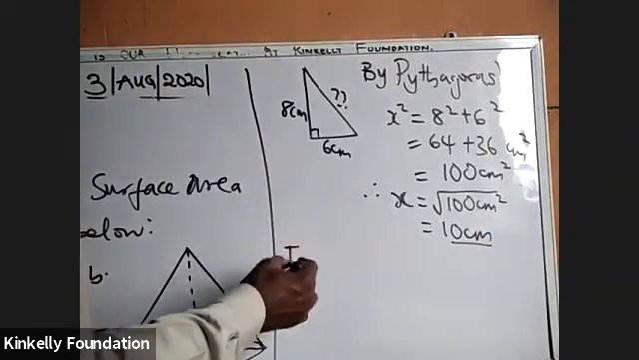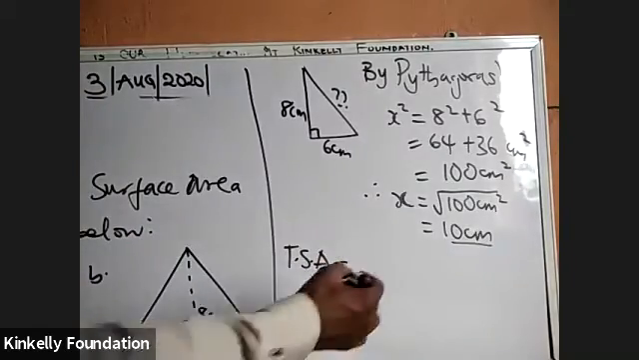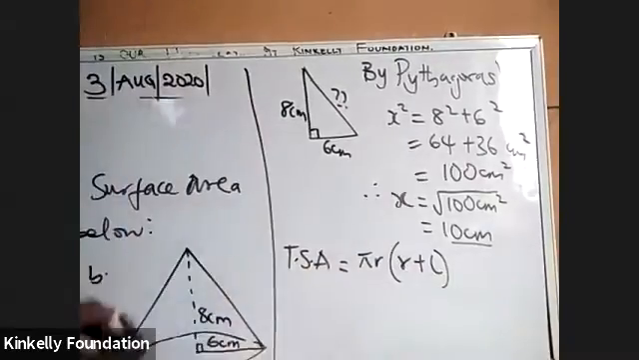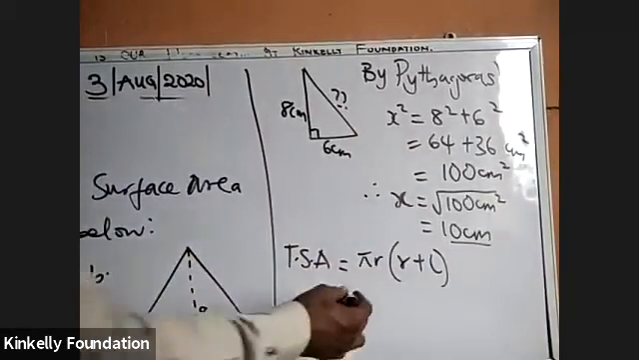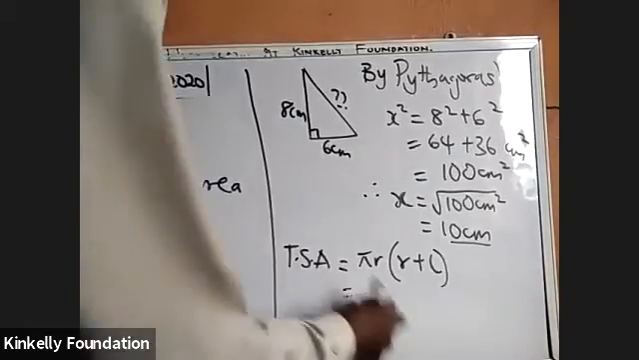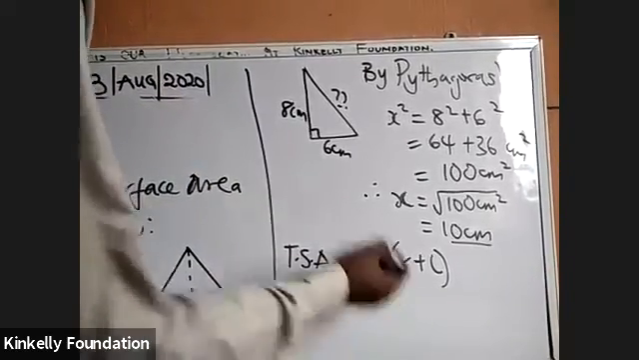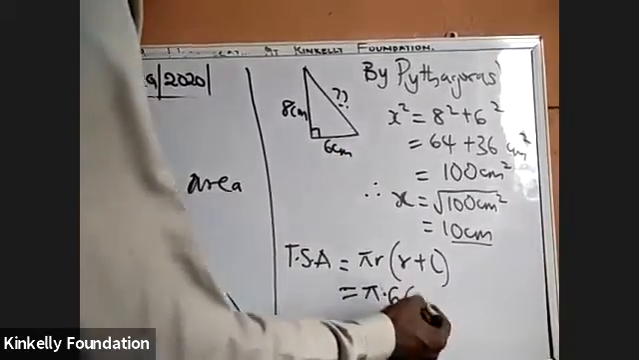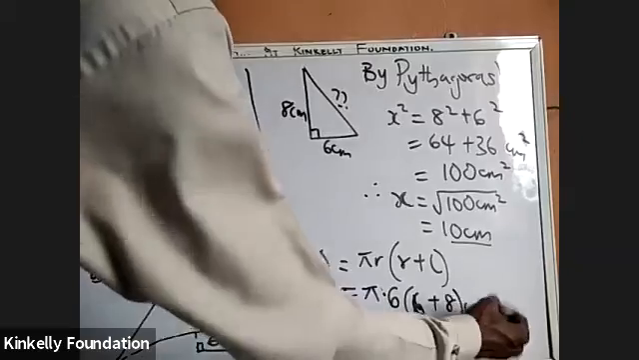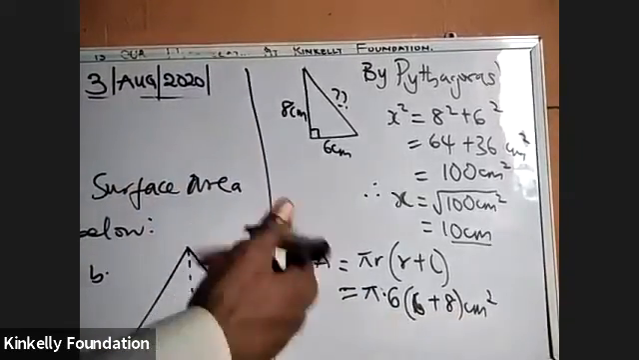Now, the TSA will now be pi r bracket r plus L. What do we have here? 22/7, or you can leave it as pi. Pi times r is 6, 6 plus 8 in cm squared. Remember, this is cm, that gives us cm squared.